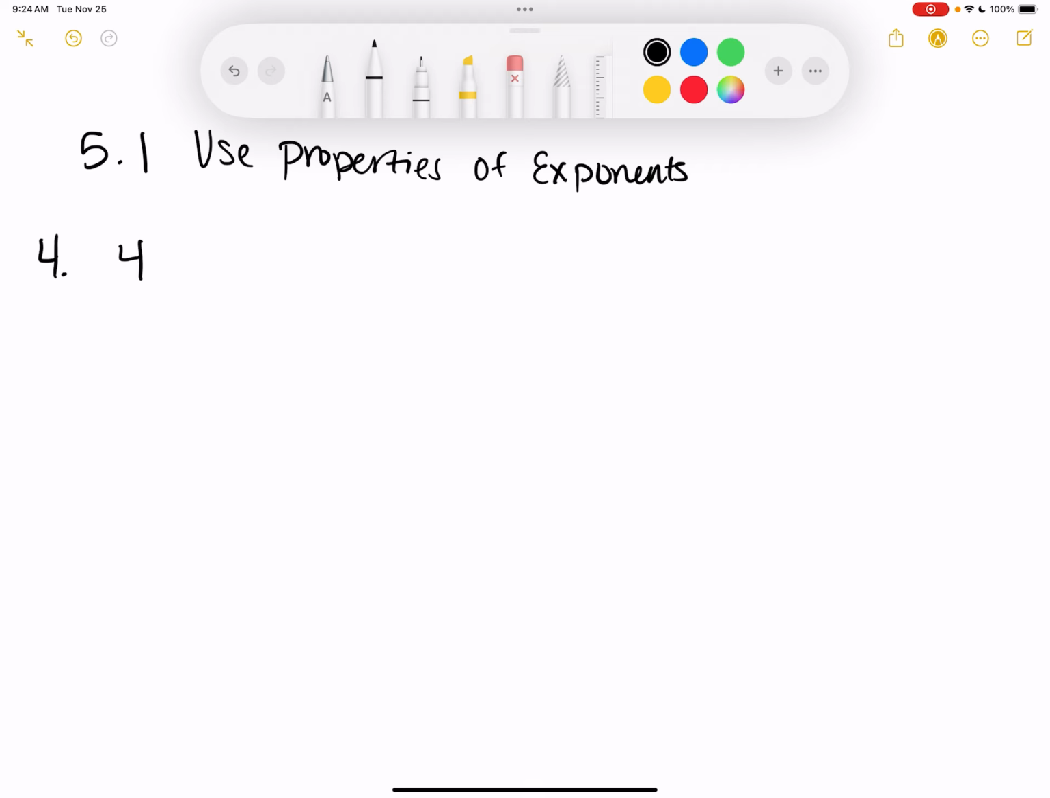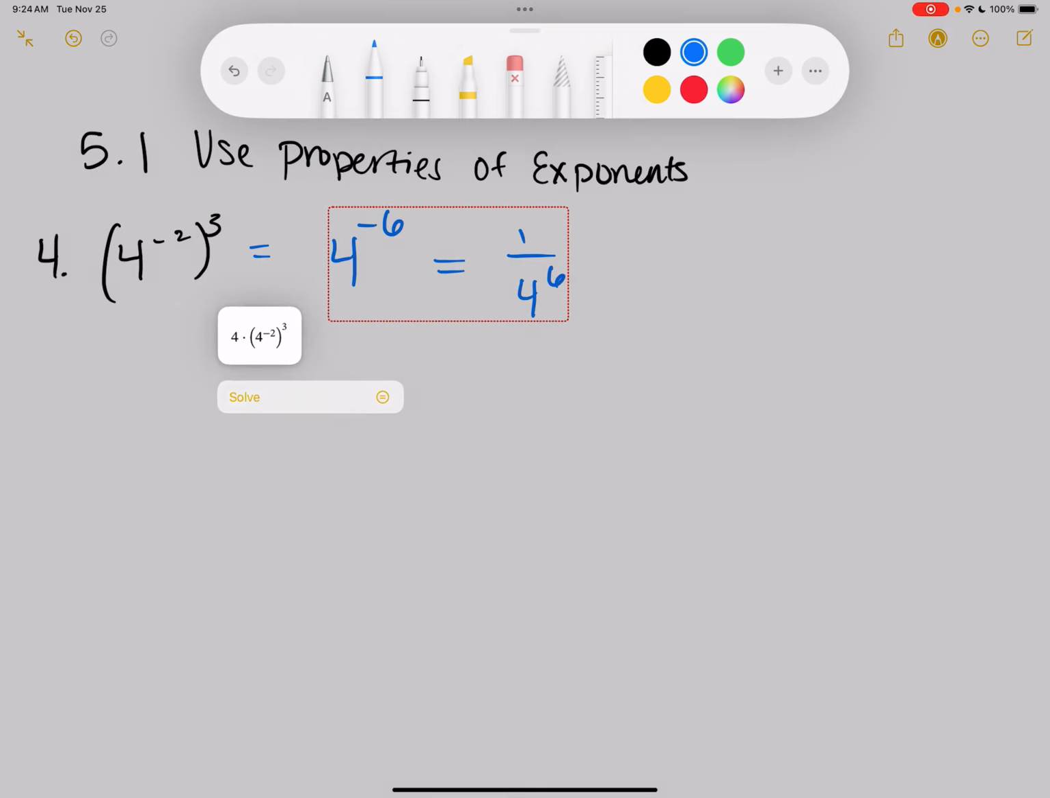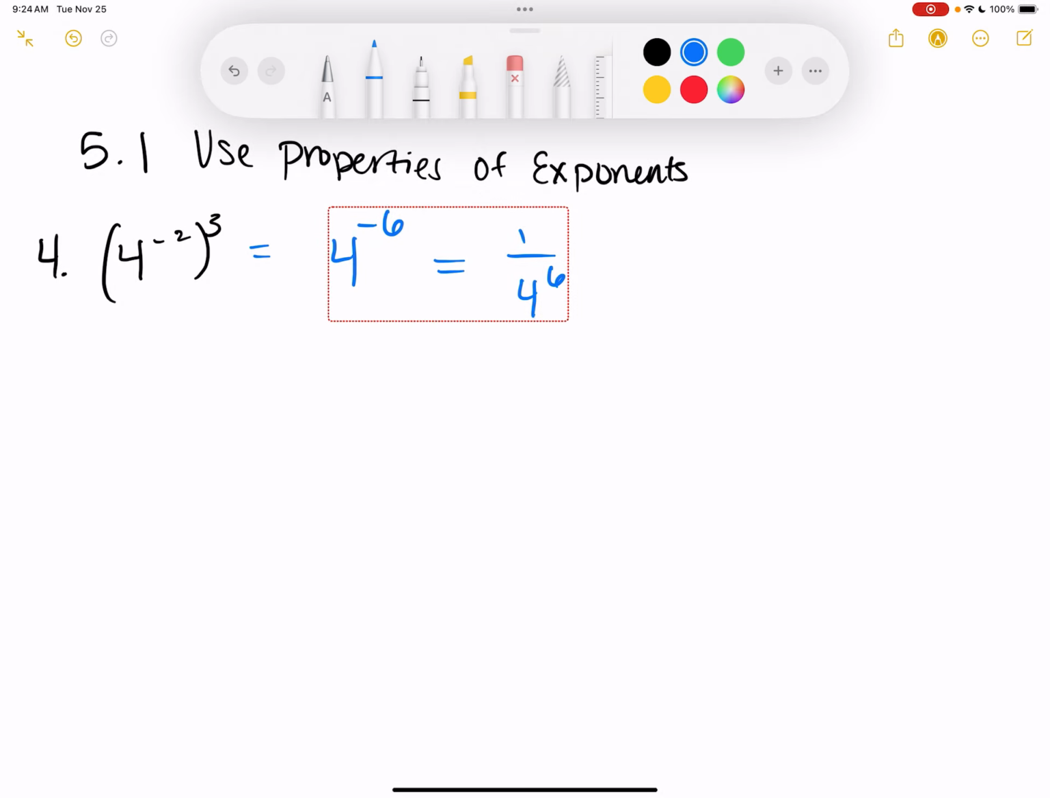4 to the negative 2, all cubed. So we have a power raised to a power, we multiply the exponents, so this would be 4 to the negative 6. Then I can't leave it that way, so I need to move it to the bottom, so this would be 1 over 4 to the 6th. And I'm content with you leaving it there. Oh, the negative exponents. I'm not expecting you to multiply out 4 to the 6th.